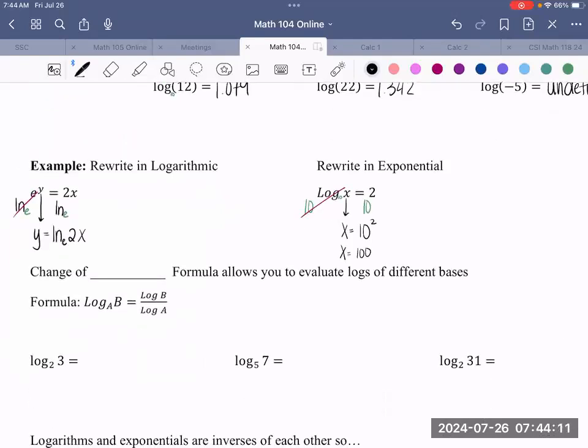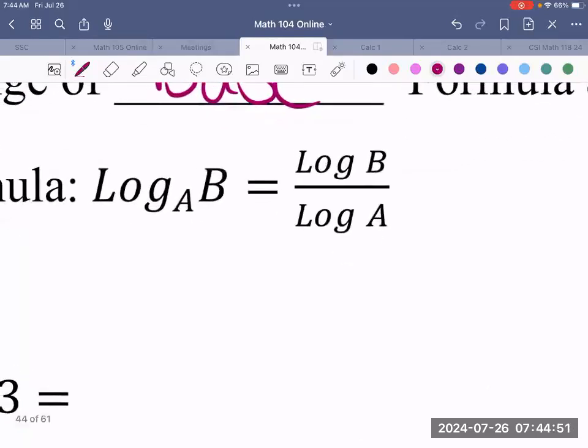Now let's say you are a huge fan of your calculator. Totally get it. If you don't like this process, that's fine. You will have to use this process because, as you're seeing, some values are variables. But if you have numbers like log base 5 of 7, what we're going to have to do is called the change of base formula. This allows you to evaluate logs of different bases. Because on your calculator, we just said your calculator uses a logarithm with a base of 10. So if your calculator is an older model, you're going to have to use this equation.